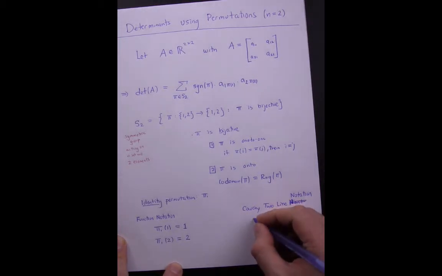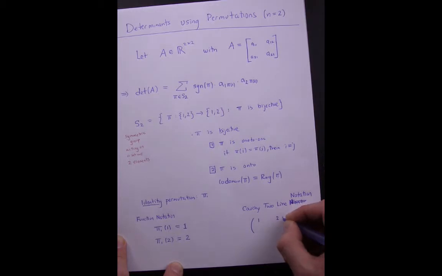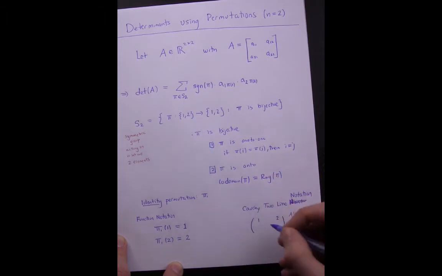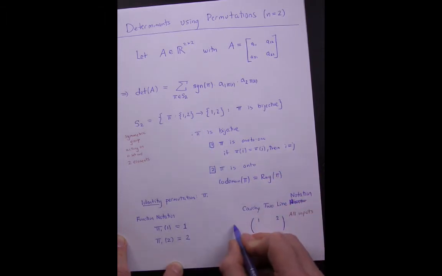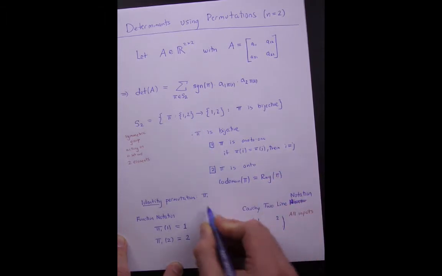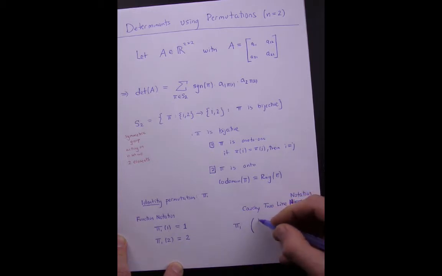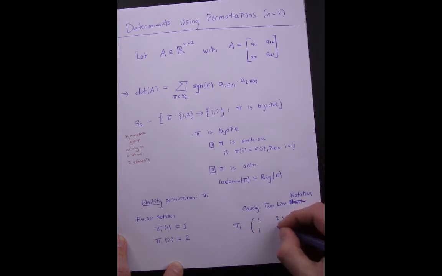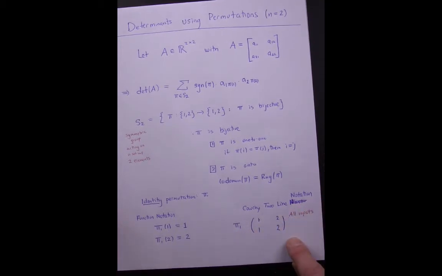In 2-line notation, we put the inputs on the first line. So this is all inputs. And right under these inputs, we establish what the output is under this permutation. So for pi 1, the identity permutation, we say that the input of 1 gets an output 1. In this case, we say that the input of 2 gets an output 2.